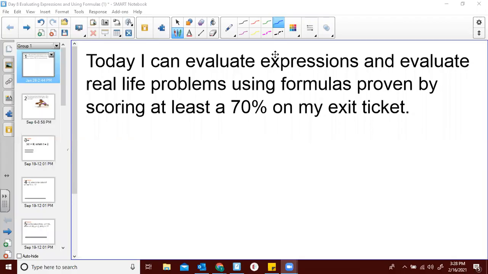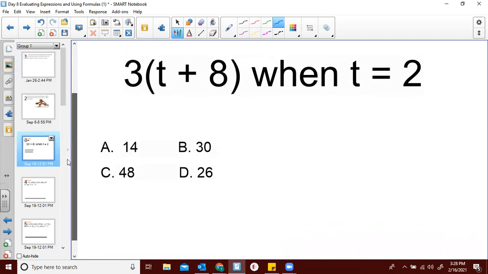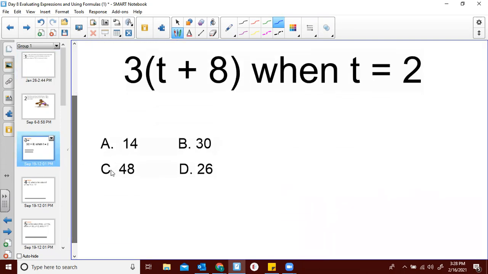Okay, so today we're going to be able to evaluate expressions as well as real life problems. We're also going to look at a little bit of modeling. So I'm going to do some of these by hand and I'm going to use a calculator for others. So we want to simplify.